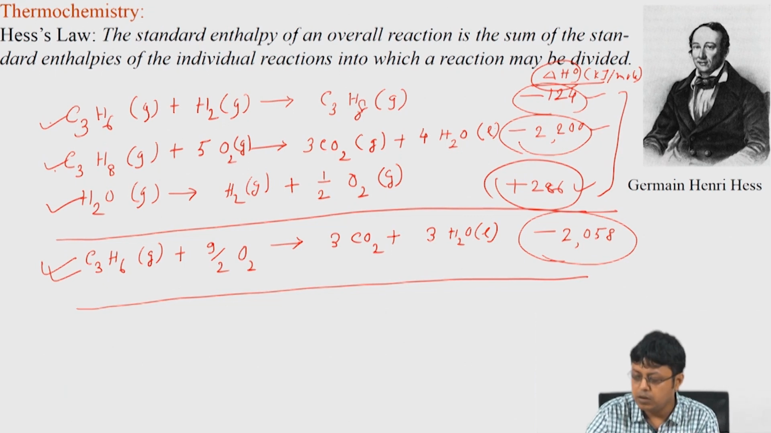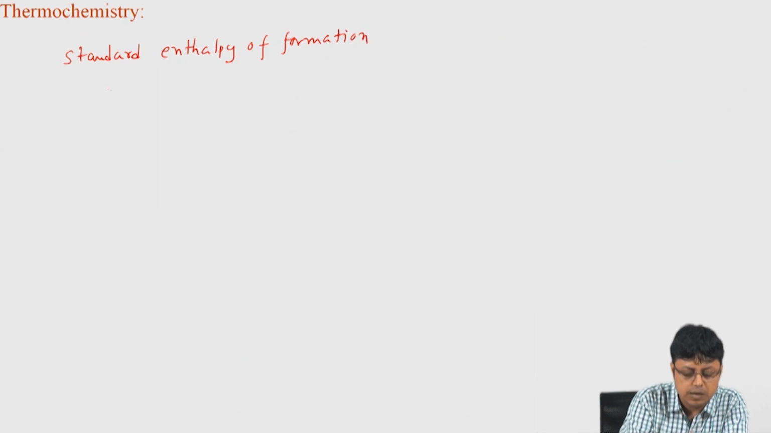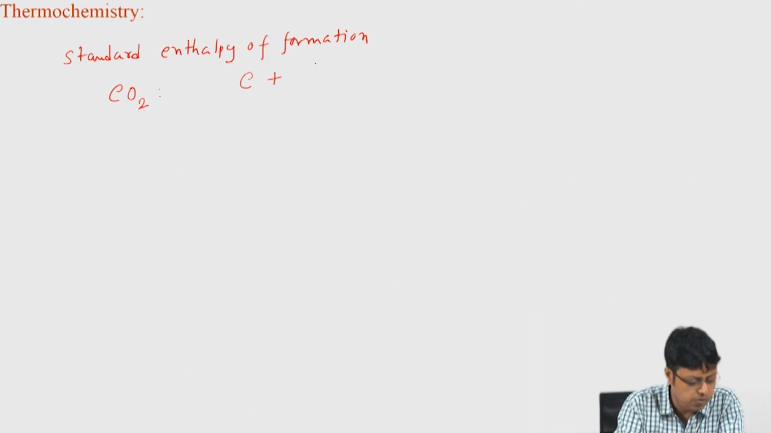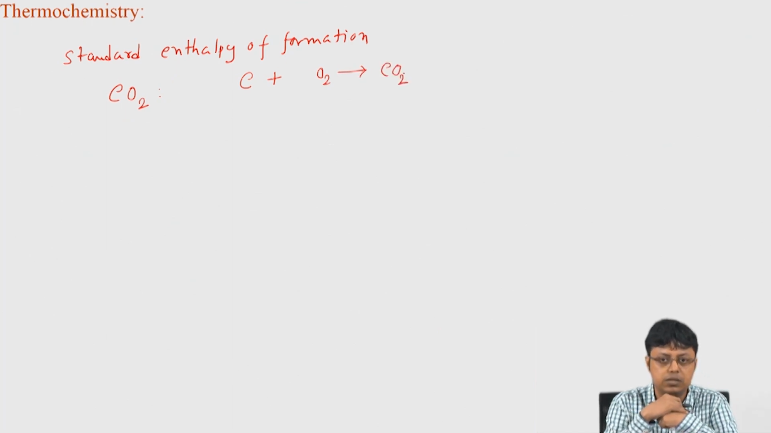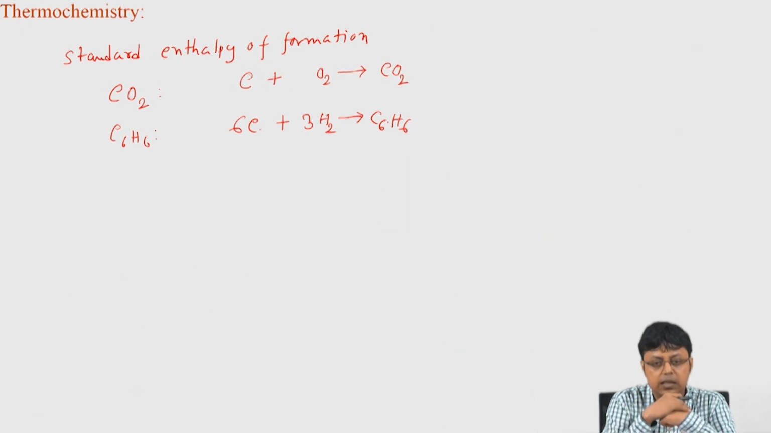Now, in a similar way, we can also think about the standard enthalpy of formation. So, that means suppose we have carbon dioxide. Now, we are asking what is the energy associated with making carbon dioxide from its constituent elements, meaning if we break everything apart and do this reaction, what will be the standard enthalpy associated with this? Or say, for example, if we talk about benzene, the question is, if we had done this reaction, can you calculate the standard enthalpy of formation?